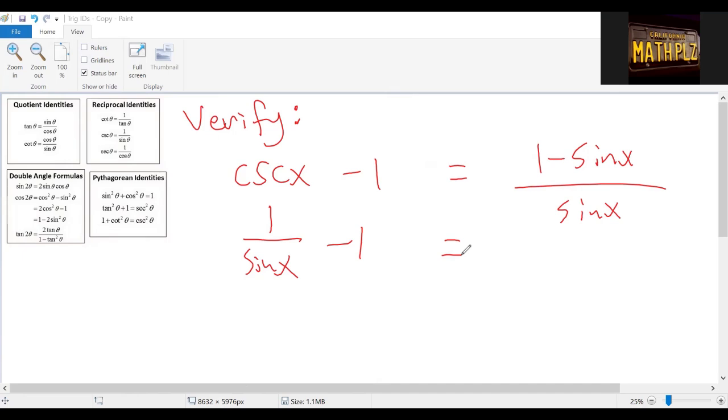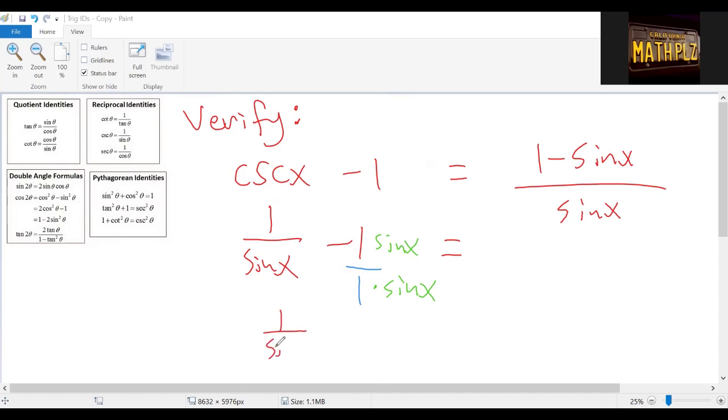Now, what do I do next? Well, here I have 2 terms. The answer is just 1 fraction. So how about underneath the 1, you put a 1? Now, if you're subtracting fractions, you need a common denominator. This denominator says sine, that denominator says 1. So the common denominator would be sine. So multiply this top and bottom by sine to establish a common denominator.